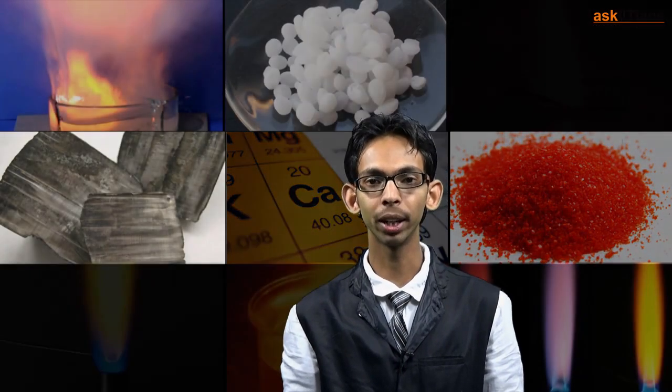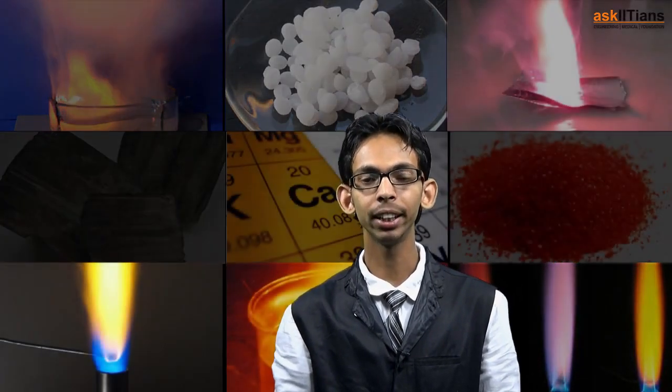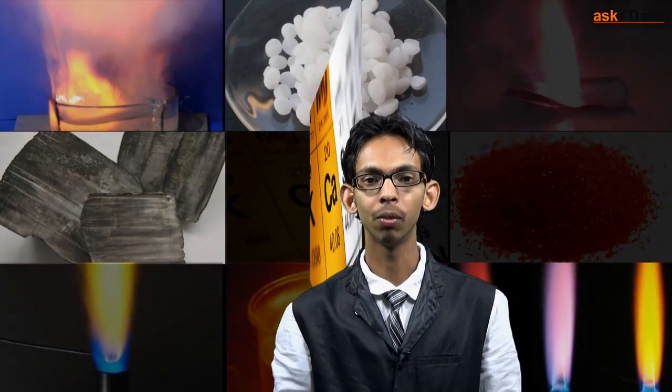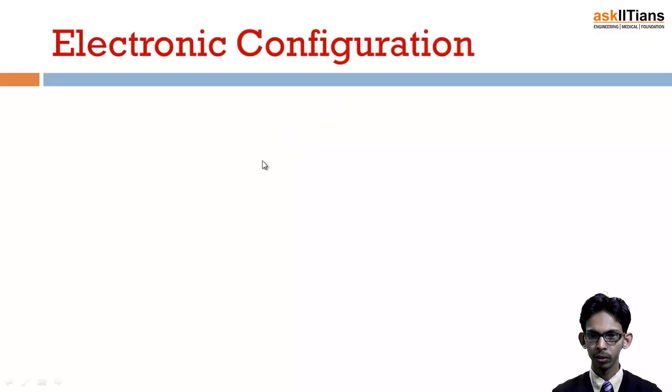Welcome back students. In this video we are going to have an overview of alkali metals, that means group 1 elements. We'll see their general electronic configuration, what type of oxidation state they show, what is their ionization potential and metallic and non-metallic character. We'll study all these things in this video. Let's start. Electronic configuration of group 1 elements.